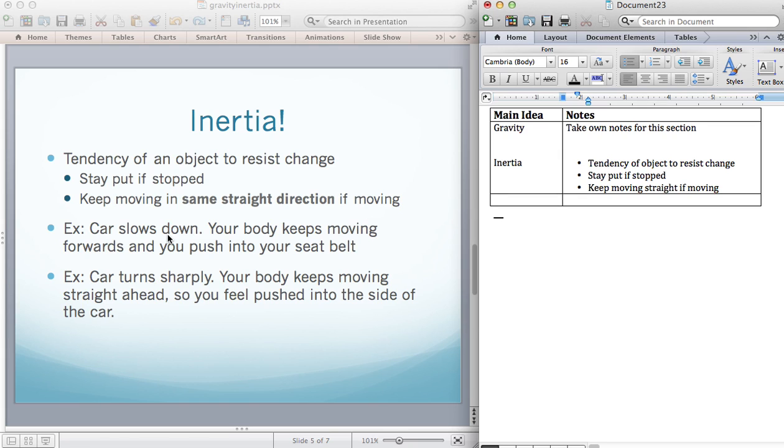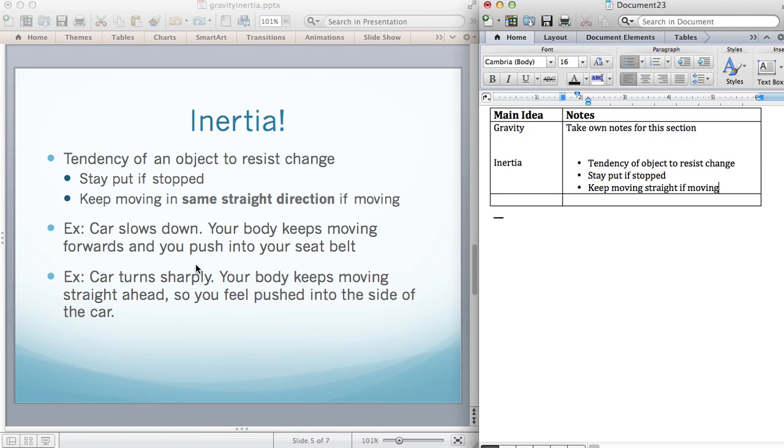You would have to push it to the right. If your car slows down, your body keeps moving. That's inertia, and you push into your seatbelt. That's why you need to wear a seatbelt in a car, because your body wants to keep moving. If you were to get in an accident, you would keep moving in the same straight direction, and you would go flying out of the car. That would be very bad.